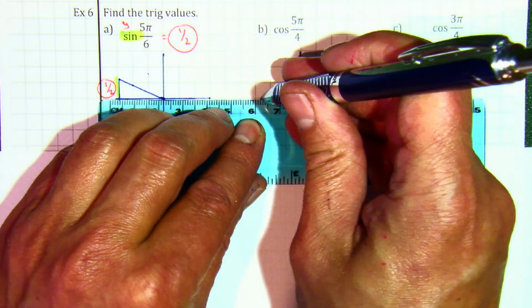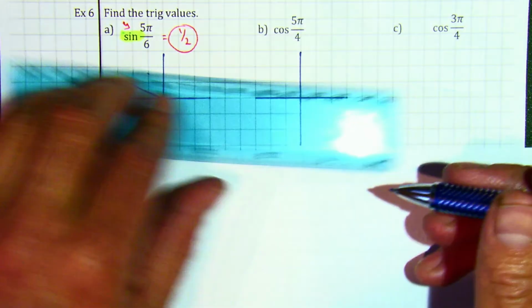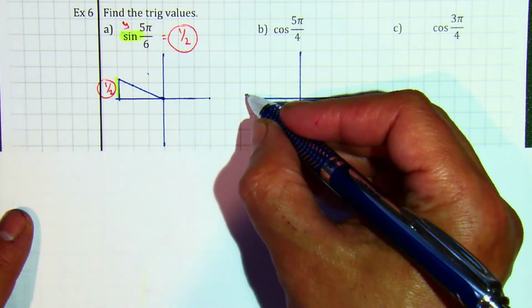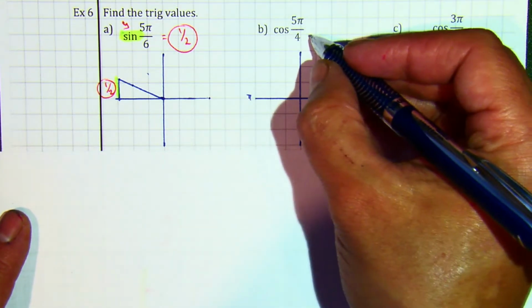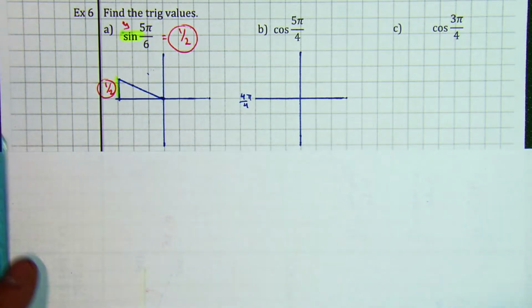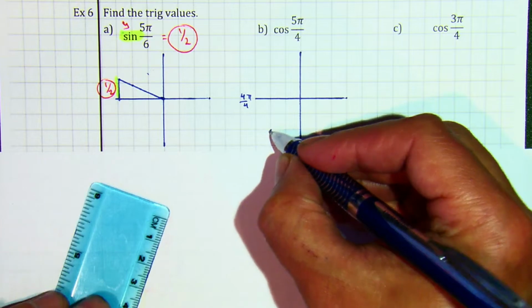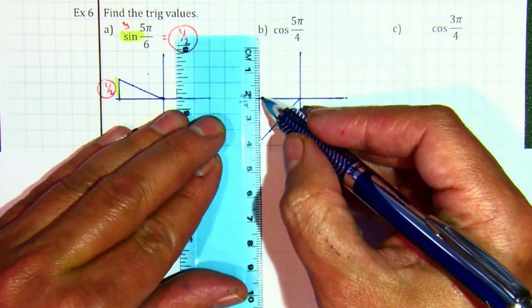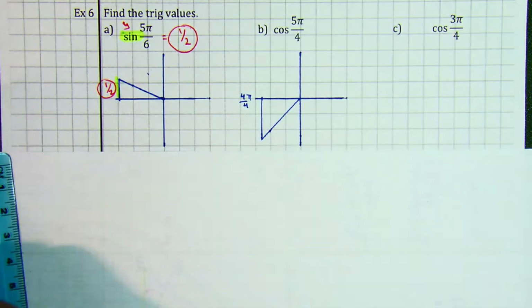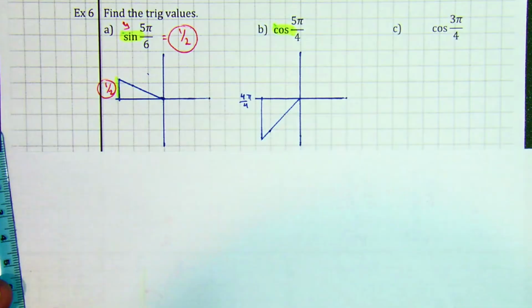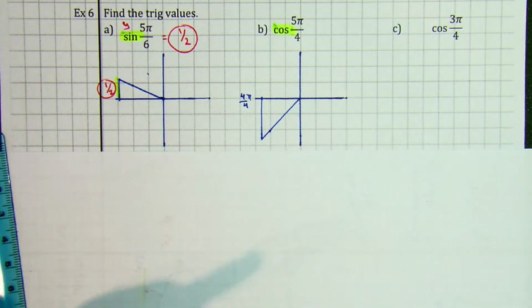So cosine of 5 pi over 4, first I need to look at where 5 pi over 4 is. So this is pi, and we're talking about fourths, so therefore this will be 4 over 4, which is 1 pi. And one more fourth gives you here, that'll be 5 pi over 4. Now I need to think, cosine, is that my x or my y? Cosine is my x.